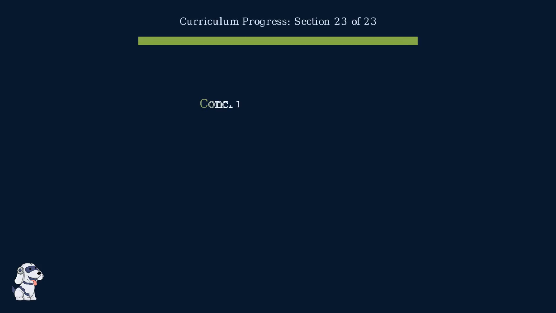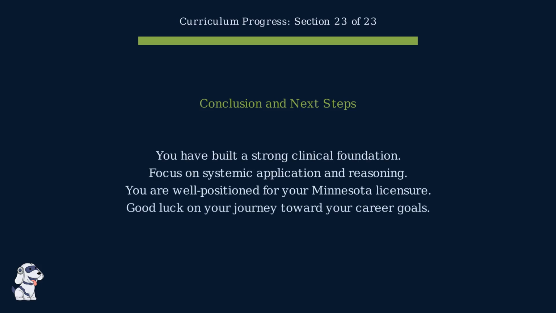Welcome to the final section of our course. You have now completed all 23 modules of your AMFTRB exam preparation. You have built a strong clinical foundation. By consistently focusing on clinical reasoning and systemic application, you are now well positioned to pass your licensure exam and advance your professional career in Minnesota.